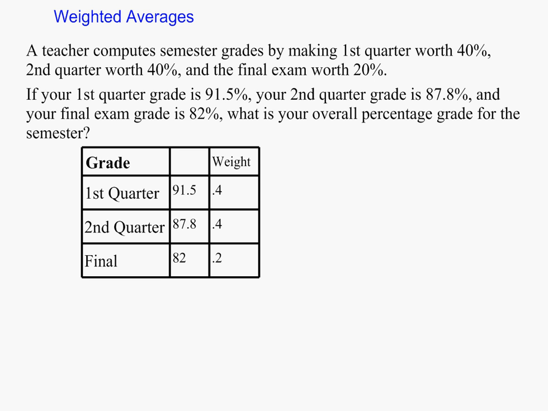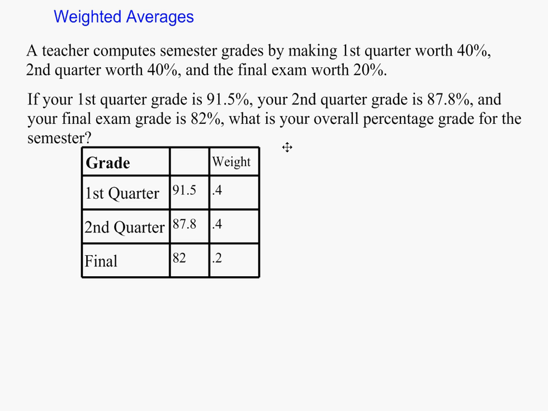Well, let's pretend that we didn't have these weights and the first quarter and the second quarter and the final were all worth the same. Then I would just do a regular average, right? I would do 91.5 plus 87.8 plus 82, all divided by 3. So one way I can think about this problem is if I distribute that divide by 3 to each one of those 3 grades, I have 1/3 times 91.5 plus 1/3 times 87.8 plus 1/3 times 82, right?